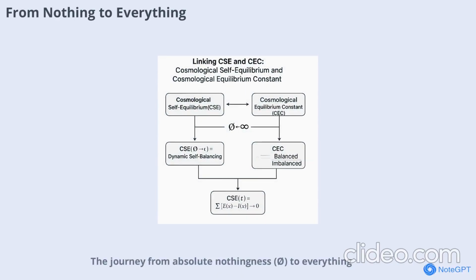The journey from absolute nothingness, O stroke, to everything is at the core of cosmological equilibrium. The universe, and possibly the multiverse, emerges from the void, manifesting as a dynamic interplay of expansive and integrative forces. This process is captured in the equations and symbols we've discussed, showing how balance arises from the most fundamental level.